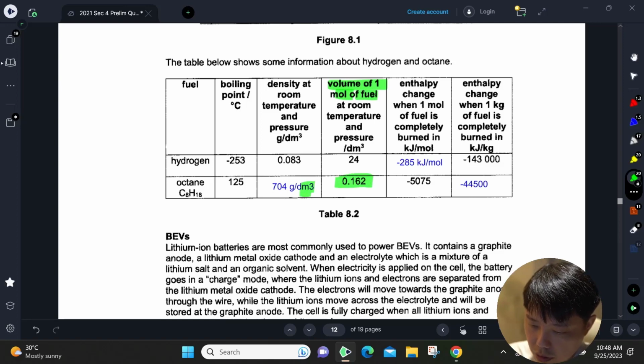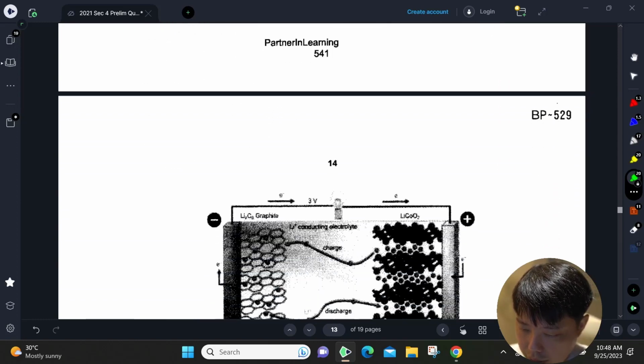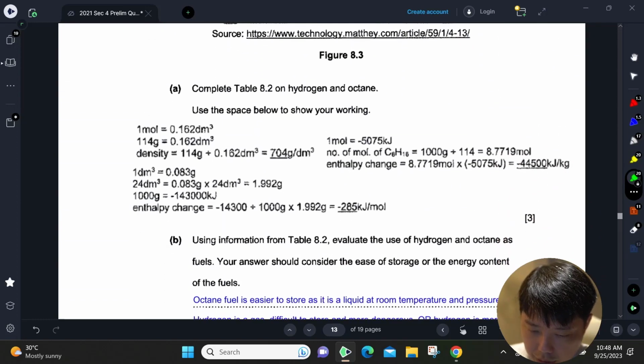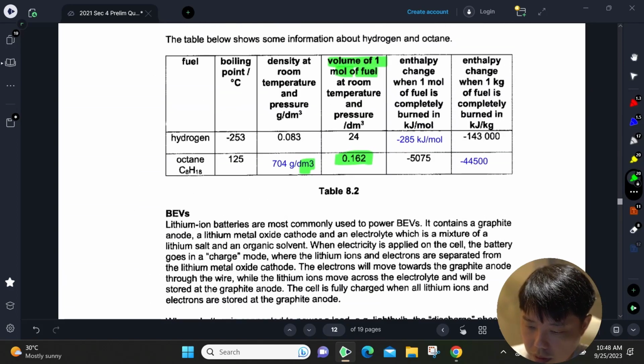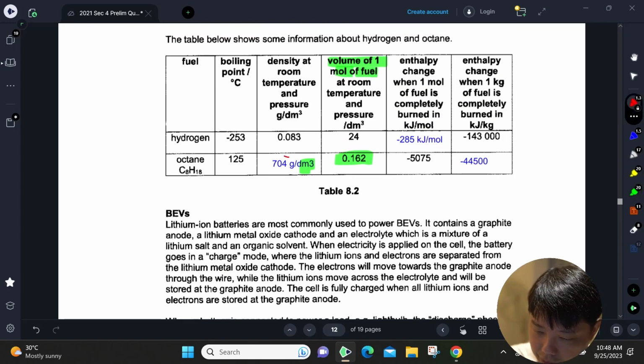So we have the denominator. What is our mass of octane? We've got to look at the MR. So MR is 114 divided by the volume given here. We get 704. Mass over volume gives us density. So this is our answer for the first blank.